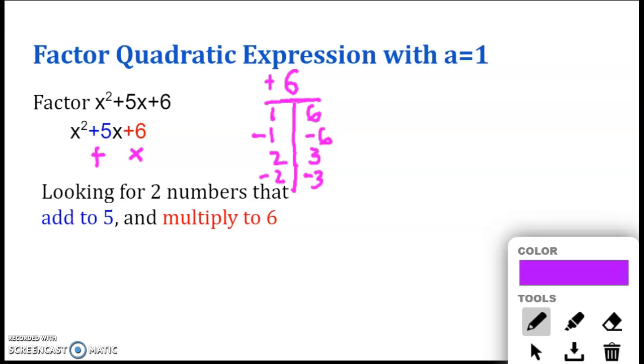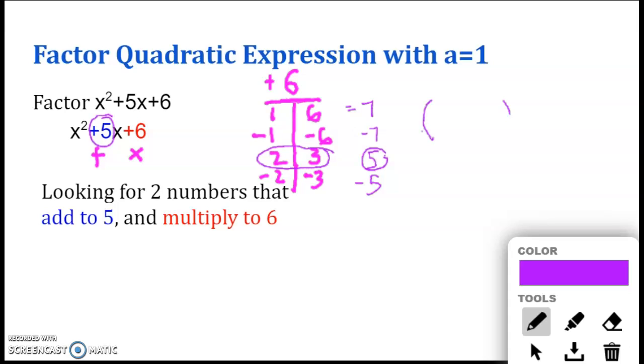But now we need to look for the pairs that are going to add to positive 5. Well, 1 plus 6 is 7, so that doesn't work. Negative 1 plus negative 6 is negative 7, so that doesn't work. 2 plus 3 is 5, and negative 2 plus negative 3 is negative 5. Okay, out of this, which is the positive 5 we're looking for? It's this one, right? So that means 2 and 3 are the combination that I am looking for.